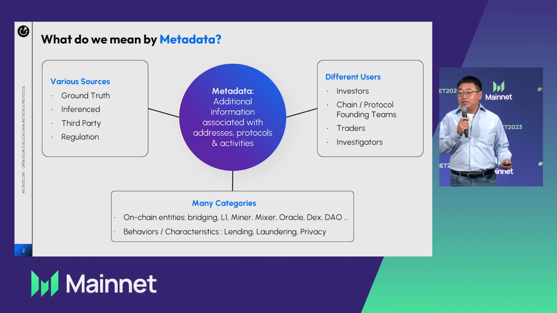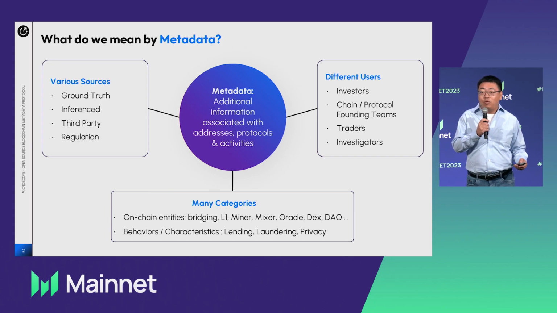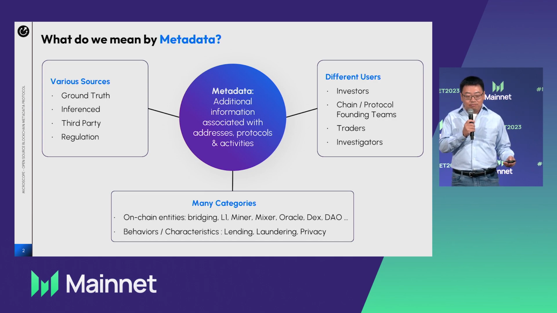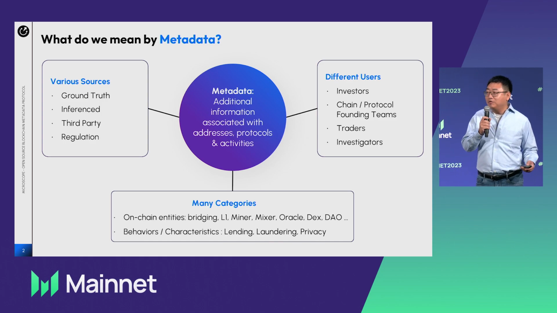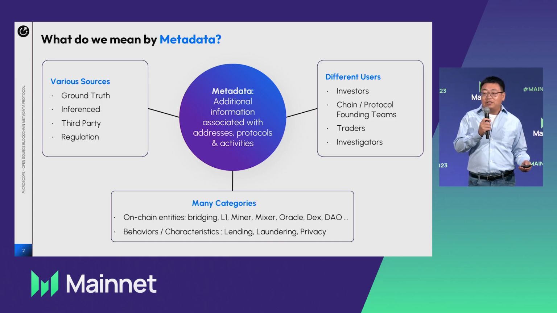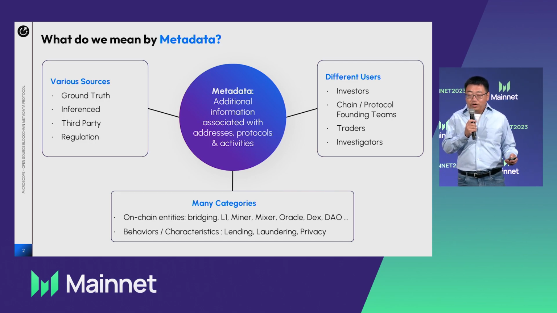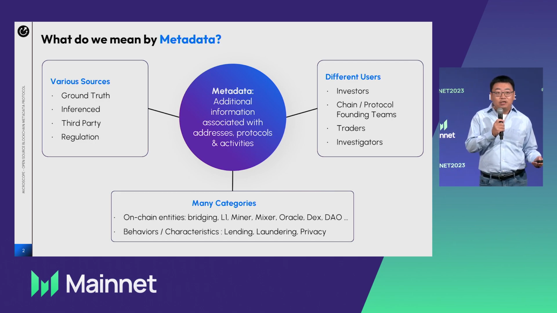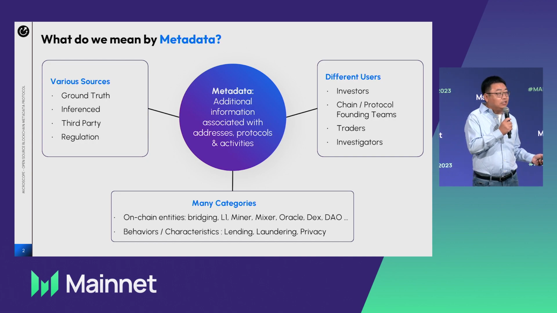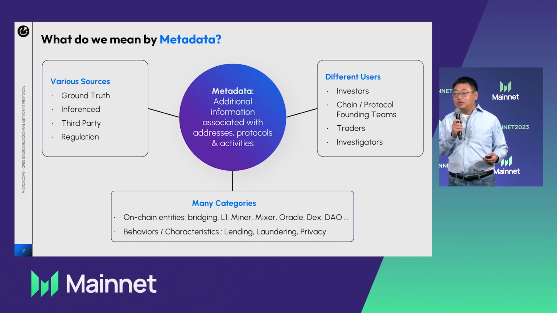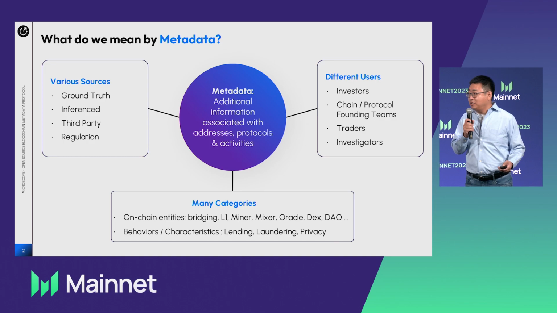By this definition, I think we can realize there's a wide range of categories for metadata, right? You can have L1, mixer, miner, oracle, DEX, DAO, you name it. And it can also be characteristics based. For example, we might want to label an address as laundering or as privacy, or as lending, because this address is involved in those activities.